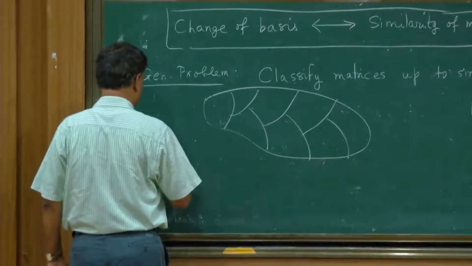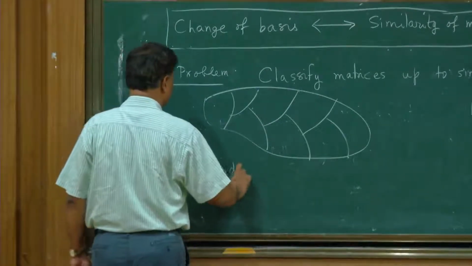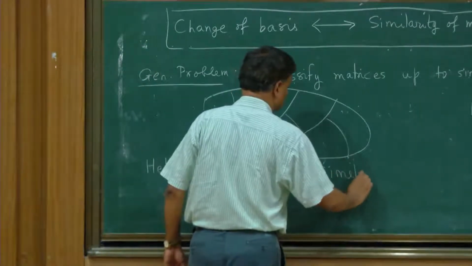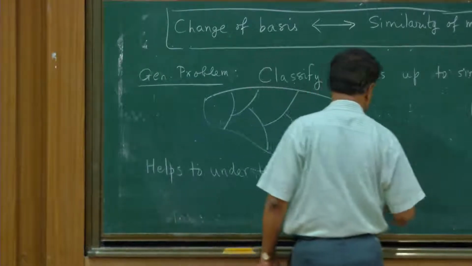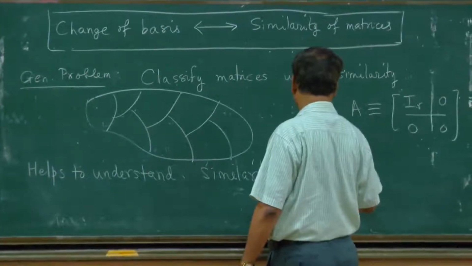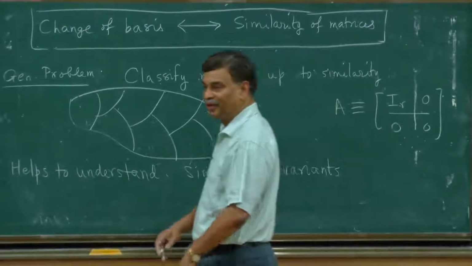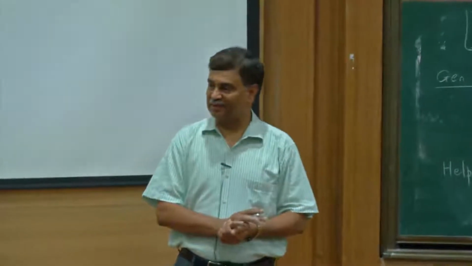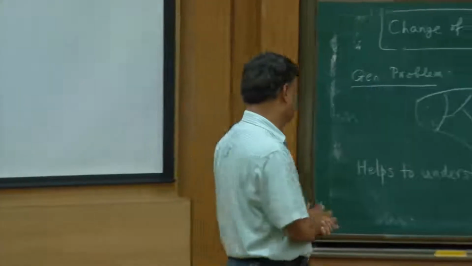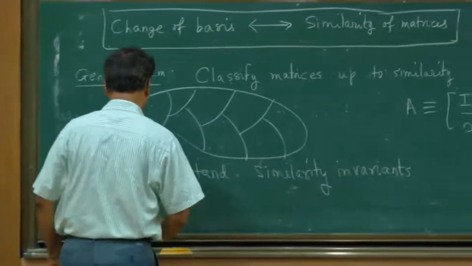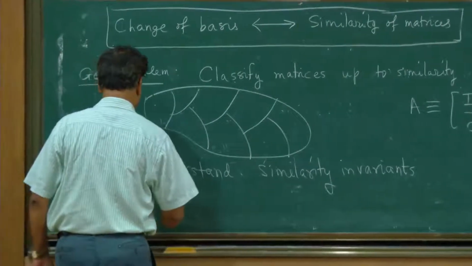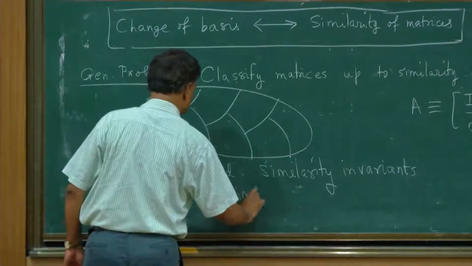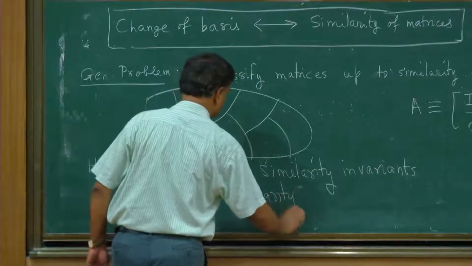One way to try and do that is to look at, so it helps to understand, similarity invariants. That means things associated to matrices which remain the same if the two matrices are similar. Let me give you an example. Determinant is a similarity invariant.